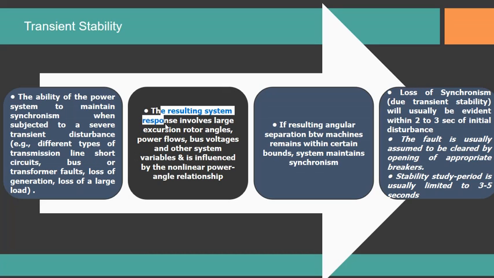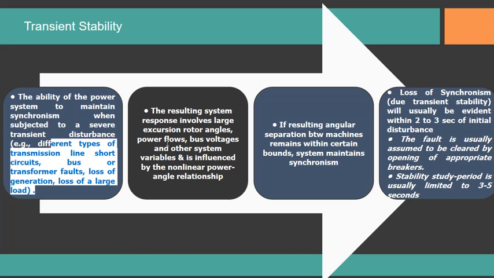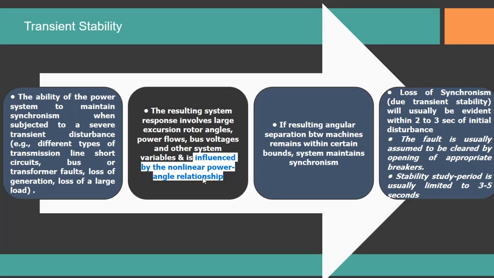Now the resulting system response involves large excursions of rotor angles. When a fault occurs on the transmission line, bus or transformer, it results in a large excursion in the rotor angles. That means it directly affects the rotor angle. Power flows, bus voltages and other system variables are influenced by the non-linear power angle relationship.